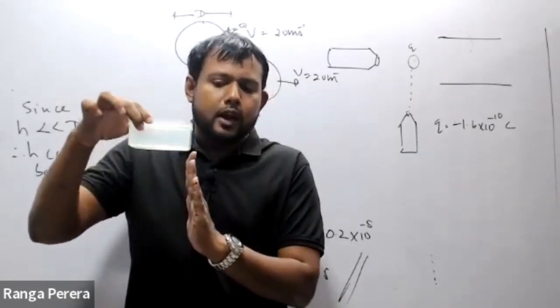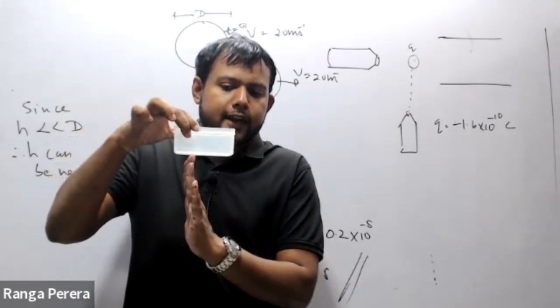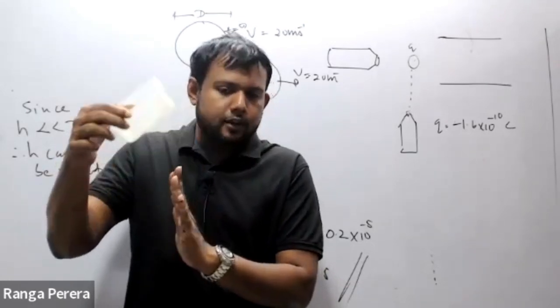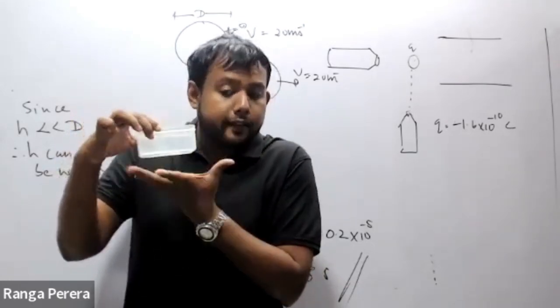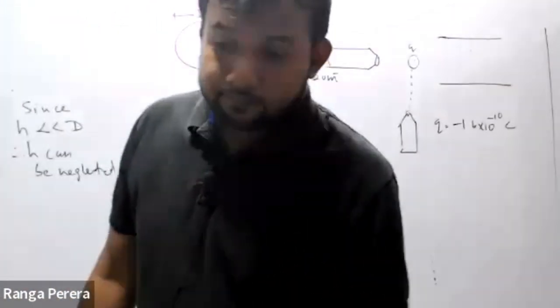Okay. Now tell me, what is the time duration? How to find the time duration? You can get it from S equal ut. But what is this? It is the diameter of that. Is it clear for you all?